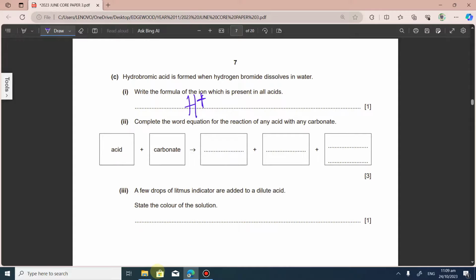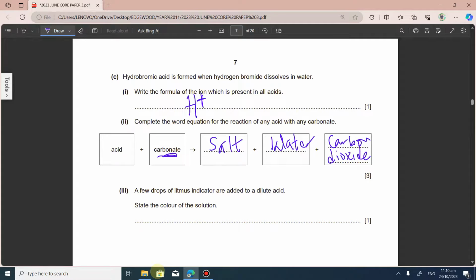Complete the word equation for the reaction of any acid with any carbonate. Now, when an acid reacts with a carbonate, 3 products are formed. First, you form the salt. Then, of course, it's a neutralization reaction, so you have salt and you have water. Now, because it is a carbonate, you are going to form carbon dioxide. So whenever you have a carbonate reacting with an acid, these are the 3 products that are likely to be formed. So that's as easy as it gets.